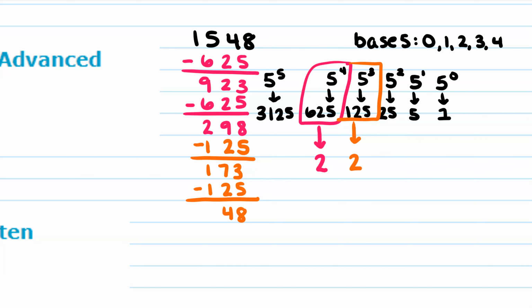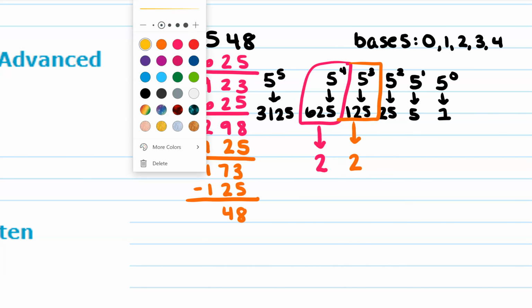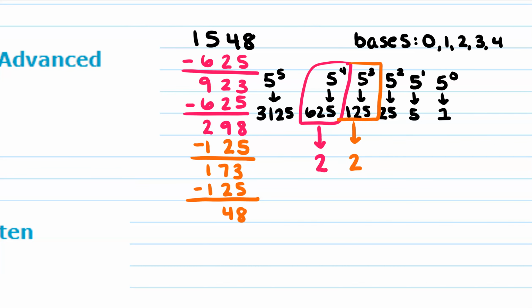Okay, how many times can I go for 25? So I can subtract 25. Makes 23. And I can't subtract 25 again because it'll go negative. So I only subtracted 25 once.